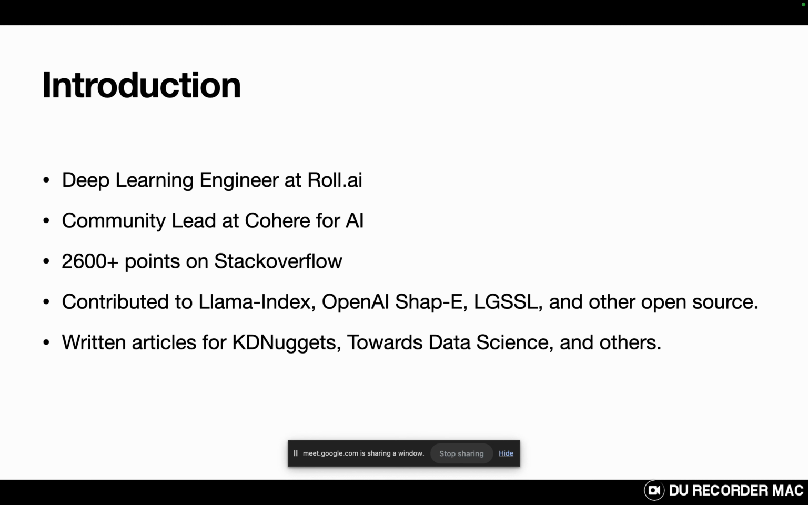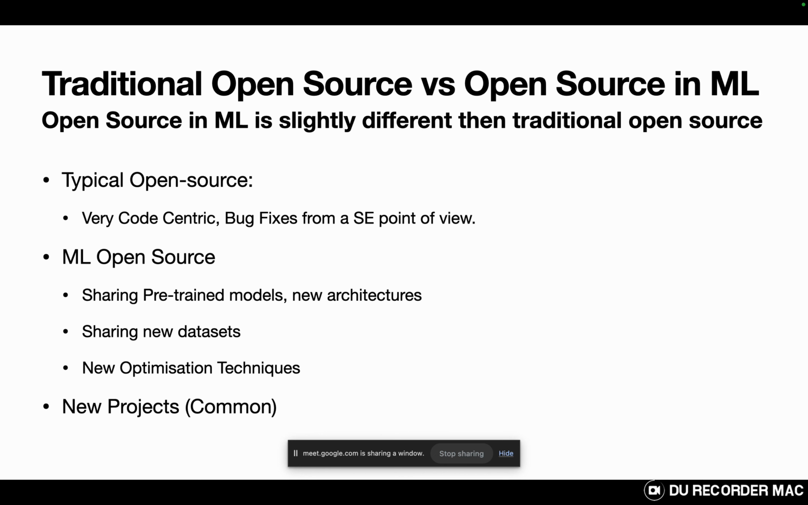I'm also a community lead at Cohere for AI, which is an open science initiative for changing how the research is done in the space of AI. I also have 2600 plus points on Stack Overflow and have contributed to several open source repos. I have also written several articles for KD Nuggets, Towards Data Science and other famous blogs.